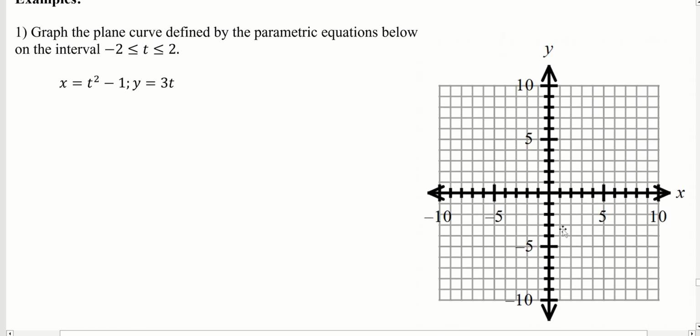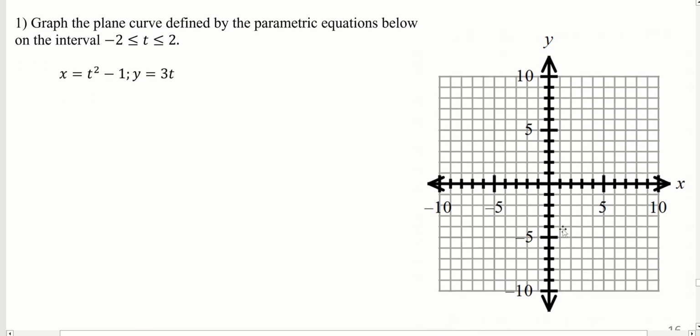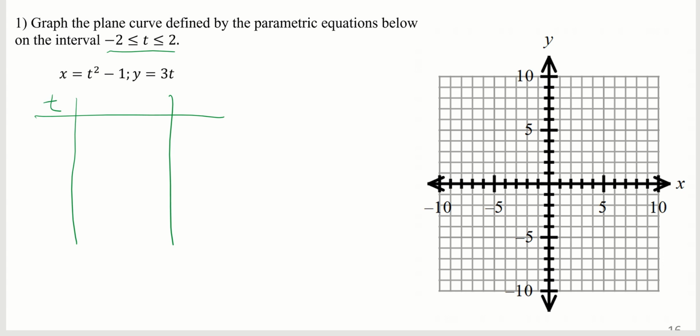Cool. All right, so our first example here says graph the plane curve defined by the parametric equation below on the interval. So this is our interval. One way to think about it is kind of your domain restrictions, like what we used to talk about with restrictions. So we've got an x value in relation to t, and a y also in relation to t. And so what we could do is just set up a table here with t. We're going to start at -2 because that's where they want us to start, then -1, 0, 1, and 2, based off of our interval there.